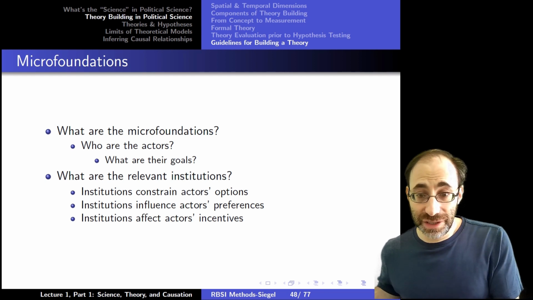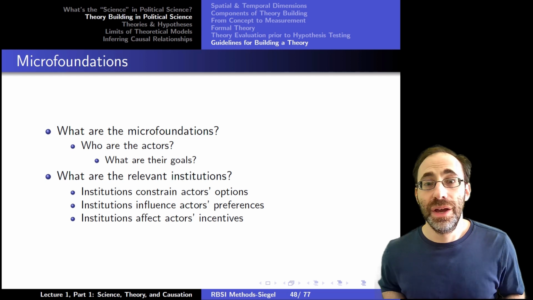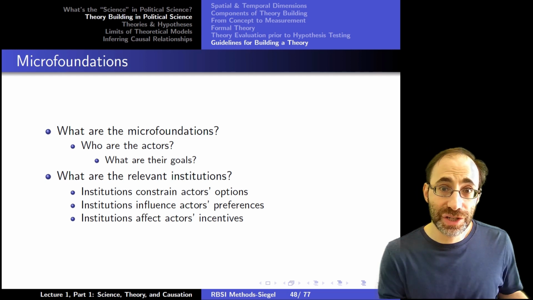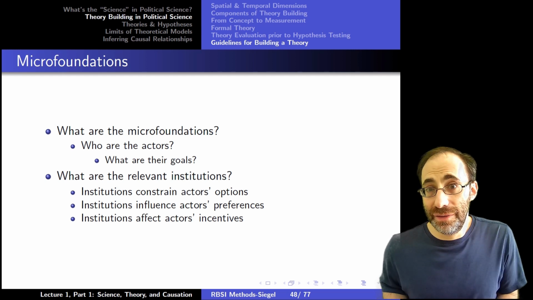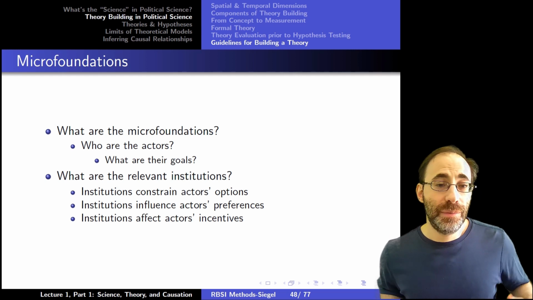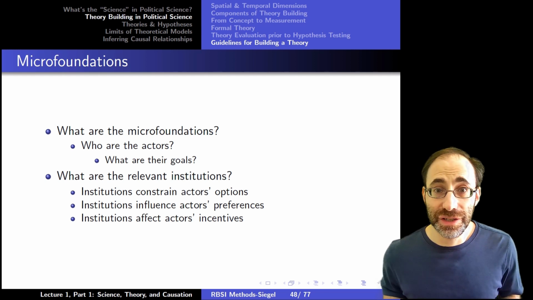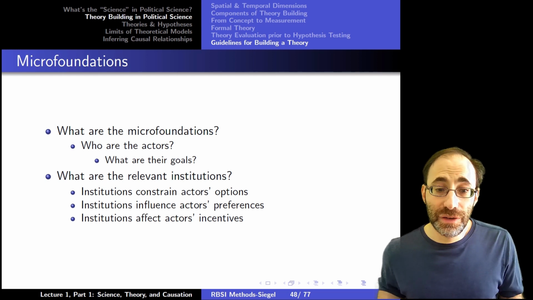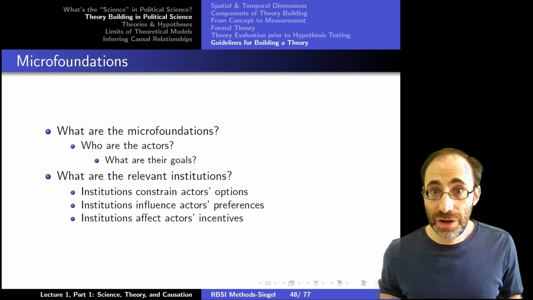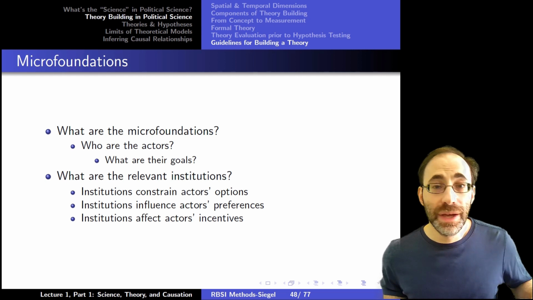Institutions affect actors' preferences as well. Institutions change how we view things, right? Growing up in one type of government versus another type of government changes how we view the worth of the government, of the pieces of the government. Growing up in different kinds of families change how we form our own preferences over outcomes. So institutions themselves can alter our preferences and alter what we want via socialization and other factors.